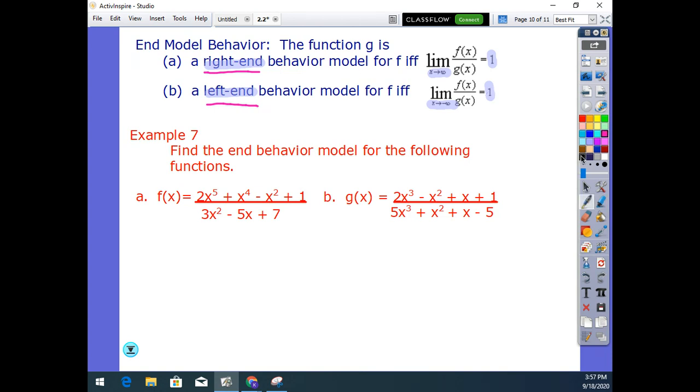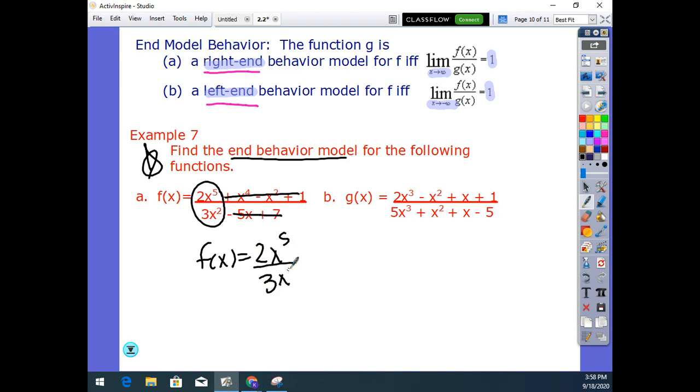Example 7. I'm going to star this because it wants us to find the end behavior model, which is what I just did on the previous slide. We want to consider the power functions of the function. So I want to find the degree of the top and the degree of the bottom. Those are my power functions, and I disregard the rest, and I simplify. 2x to the 5th over 3x squared equals 2/3 x to the 3rd.